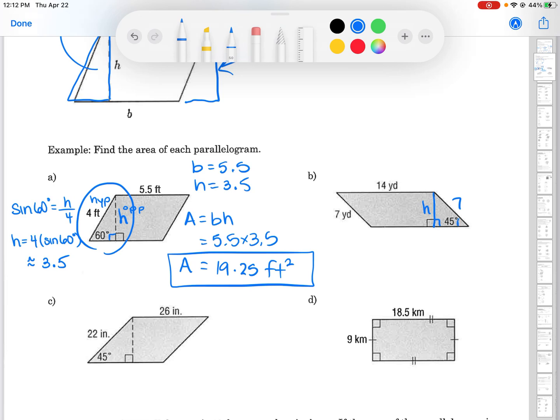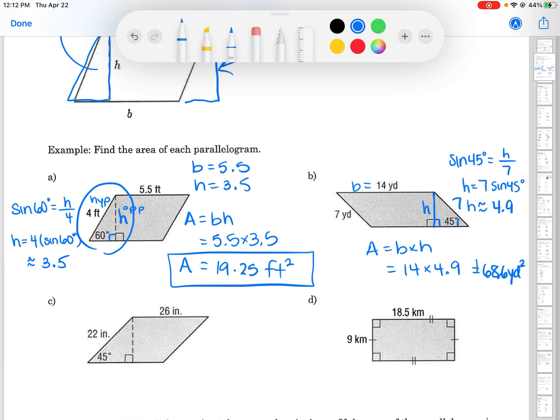So sine of 45 degrees is going to equal the height over 7. So I multiply by 7 on both sides, and 7 times sine of 45 will be our height, and that's going to be about 4.9. All right, so we have our base, which is 14, and our height, which is 4.9. Our area is base times height, so that's 14 times 4.9, which is 68.6 square yards, or yards squared.